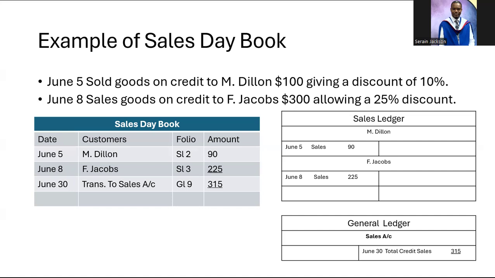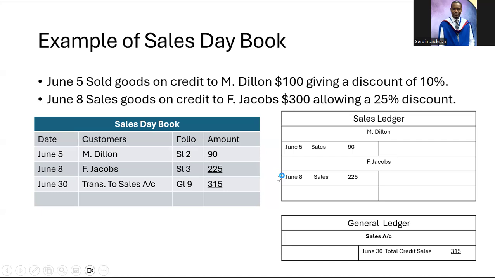Just like the purchases account in the general ledger, the sales account in the general ledger would show all the cash sales, and you want to put at the end of the month the total credit sales for the month. So it shows really both cash and credit sales, because you want to account for all sales, whether they be cash or credit. All right, and there you have it, right?